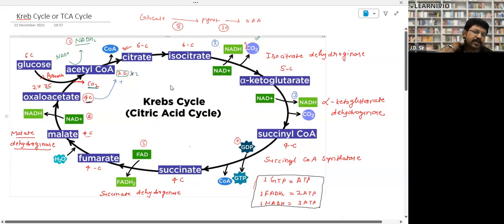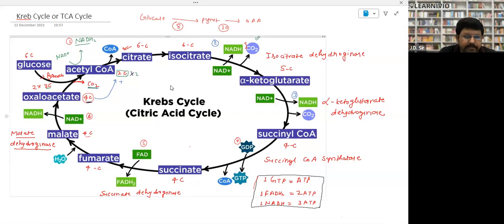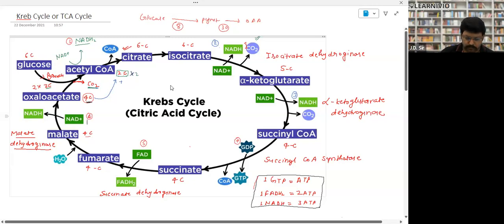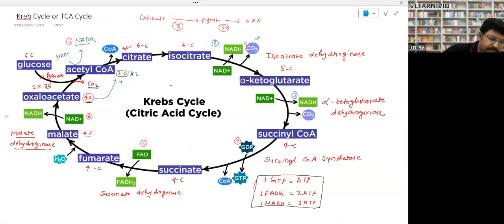So this is the Krebs cycle or TCA cycle. We call it the tricarboxylic acid cycle, because the first compound is a tricarboxylic compound. So that's how you can call it TCA cycle or Krebs cycle. Look, what happens and how does it take place? Here, one glucose molecule breaks down into 2 pyruvate.